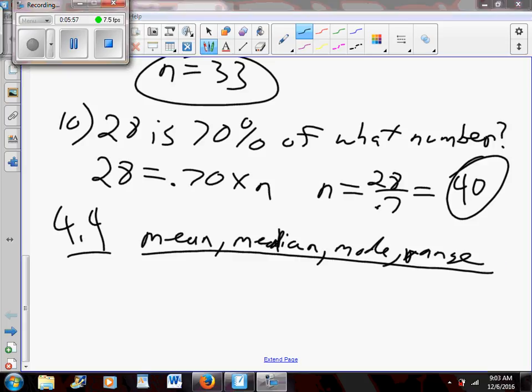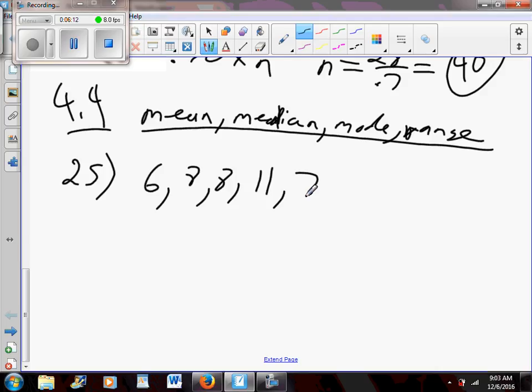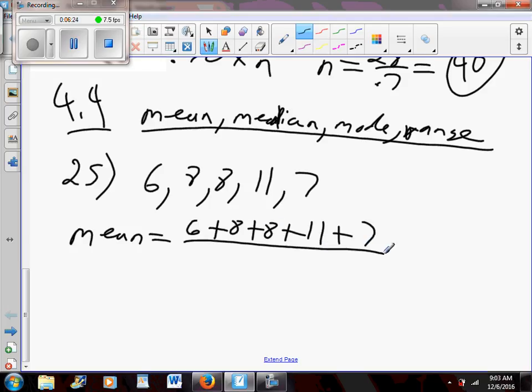All right, so our first problem is going to be this. Number 25. Here is your data set. You've got this set of numbers here: 6, 8, 8, 11, and 7. Now, first of all, what do we mean by mean? Isn't that the average? 6 plus 8 plus 8 plus 11 plus 7 divided by how many terms, right?